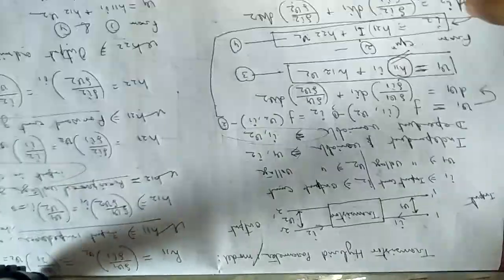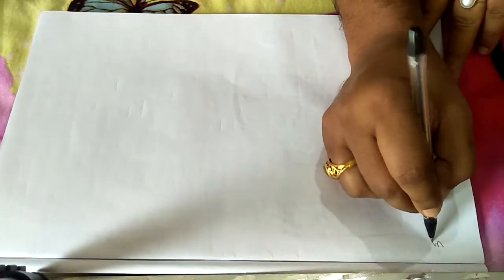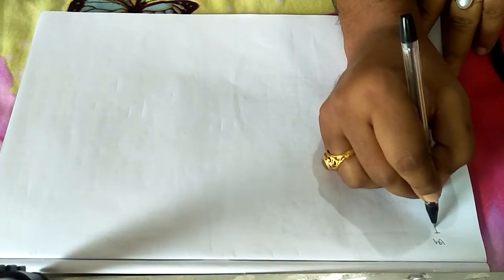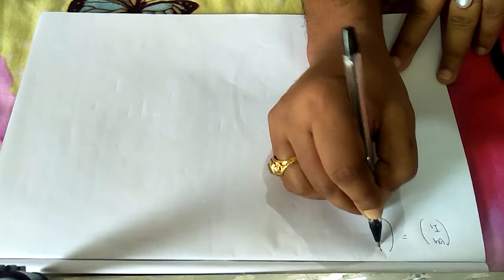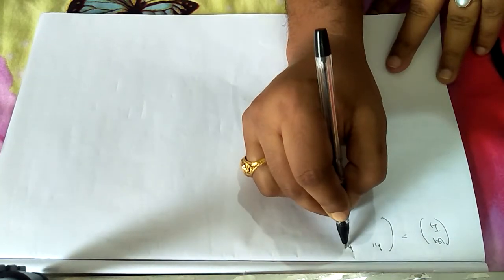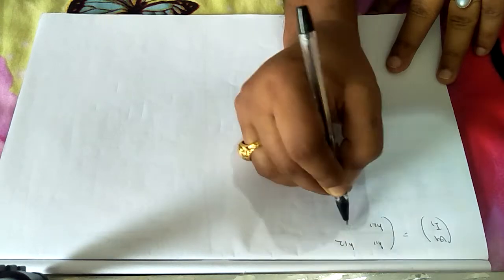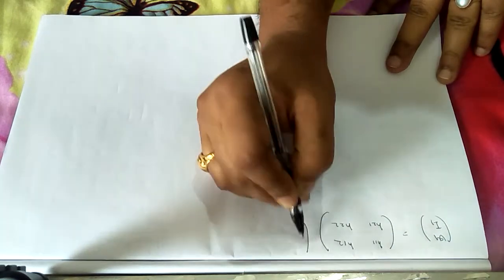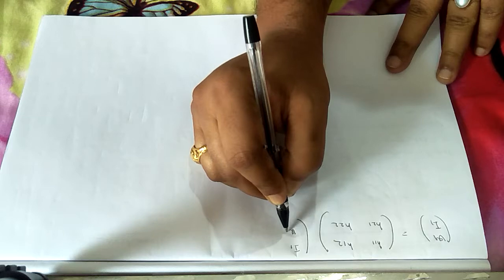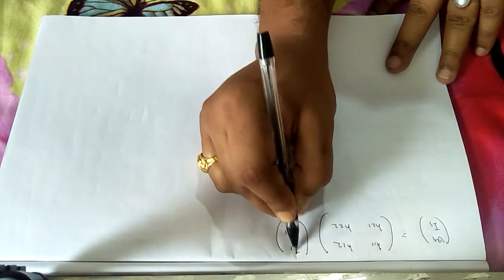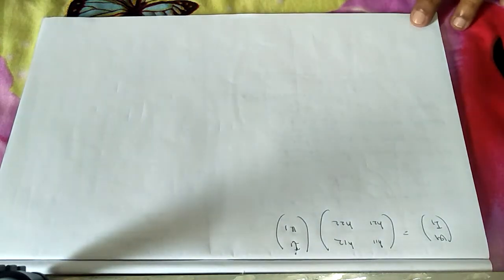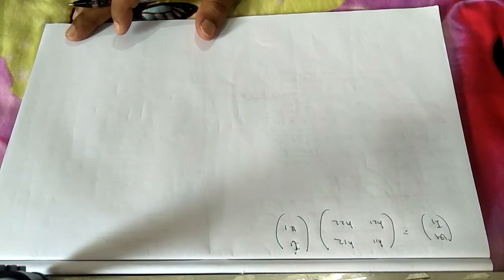How will the matrix look? The matrix will look very close to V1, I1 equals H11, H12, H21, H22 into I1, V2. So I am not going into detail with that one.